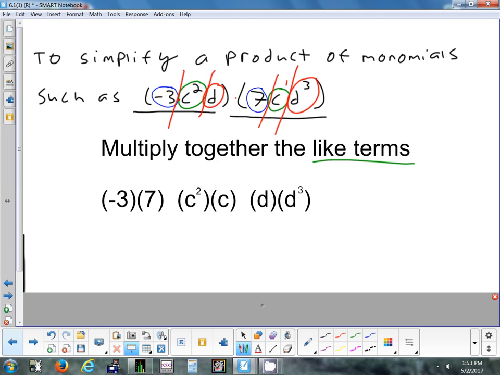All right, so can anyone tell me the answer to this first part? -3 times 7. Yep, -21. Remember, this is all multiplication. How about the next part?